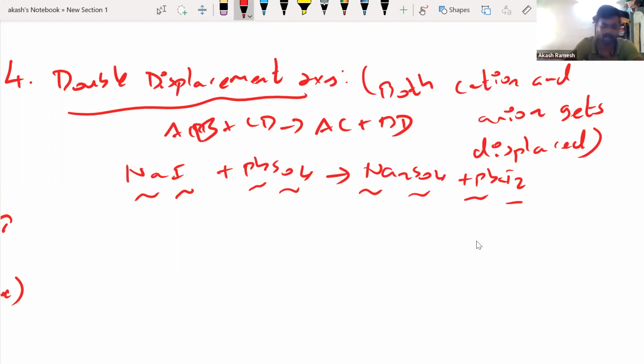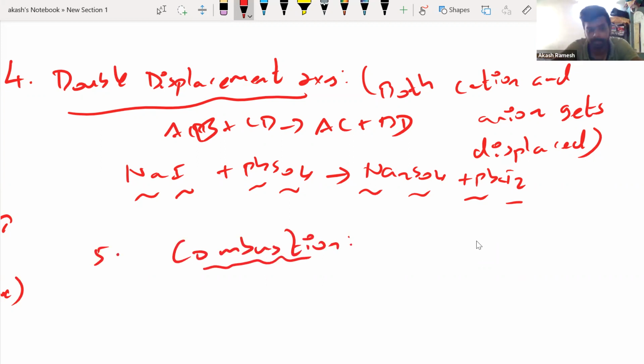Okay. And at last, we have one more type, that is what is called the combustion reaction. And I think we already spoke about it. Can someone define what is combustion, people?